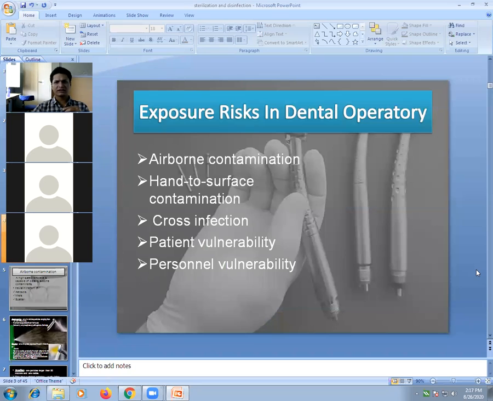What are the exposure risks in the dental laboratory? Airborne contamination, hand to surface contamination, cross infection, patient vulnerability, and personal vulnerability. So we'll discuss each and everything one by one.